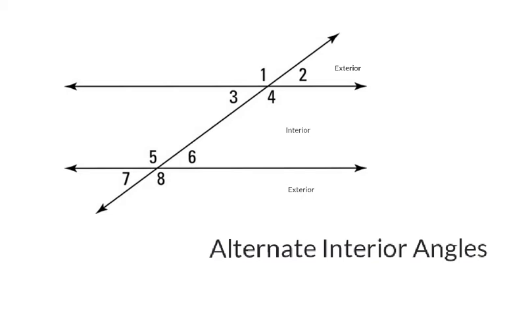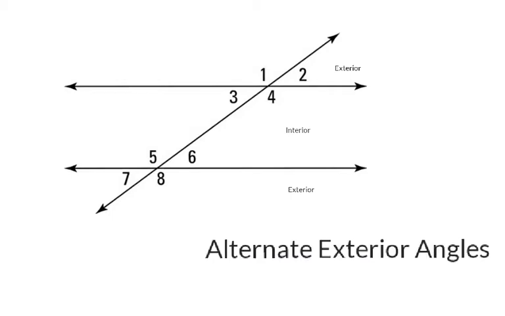So, what are alternate interior angles? Well, as you may have already guessed, they are two angles that are inside the interior, but on alternate sides of the transversal. So we've got 3 and 6. We also have 4 and 5. And guess what, folks? They are congruent. How interesting!